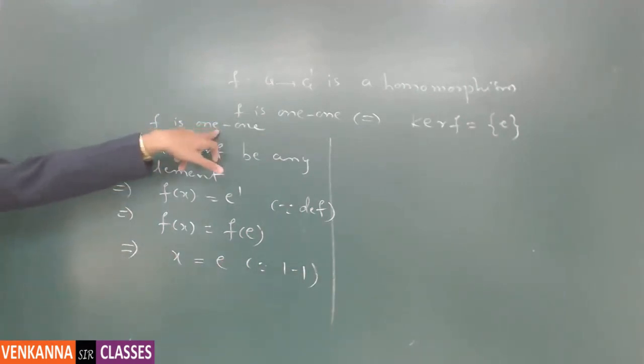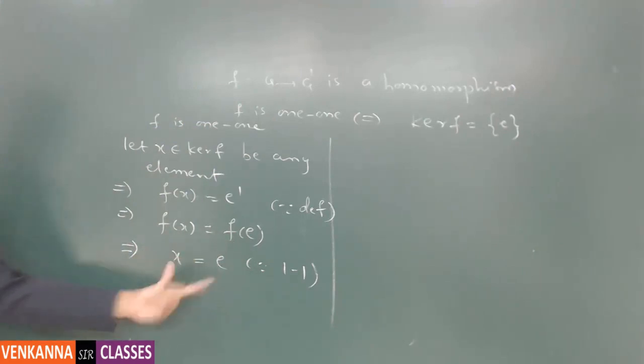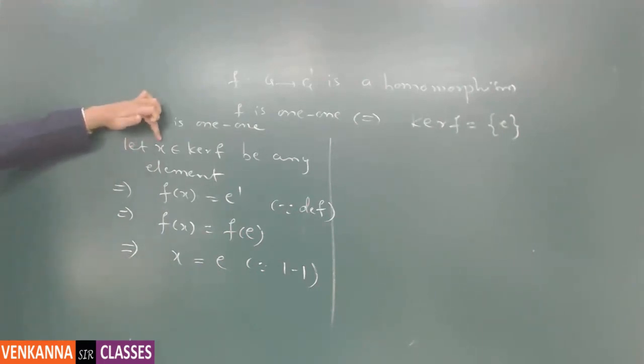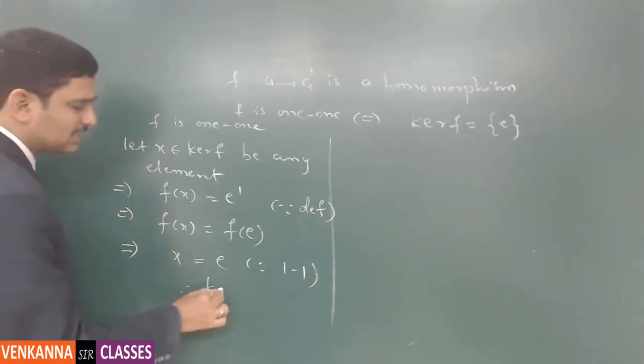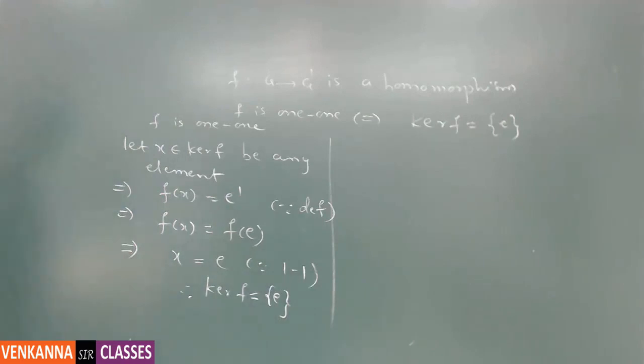So what is meant by a 1-1 function? Whenever images are equal, then elements should be equal. This is the concept of a 1-1 function. So what happened now? I have taken any element in the kernel and it is becoming identity. So the kernel is nothing but the identity element set. No other element is there in the kernel f. Is the logic clear for everyone? The strategy, how we are going to prove?